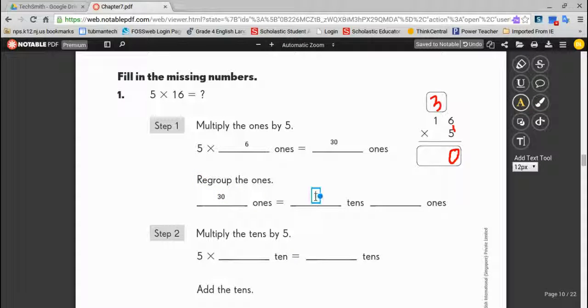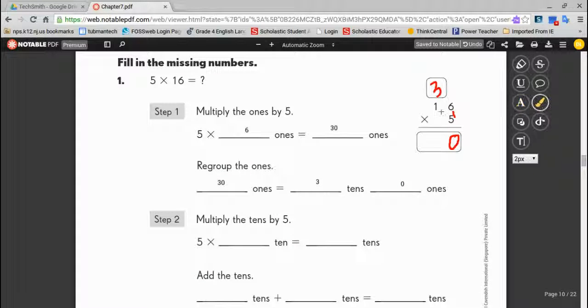which means it's 3 tens and 0 ones. So again, 3 tens, 0 ones. We're going to regroup those ones. 30 ones is 3 tens and 0 ones. We're going to put the 3 on top of our tens.